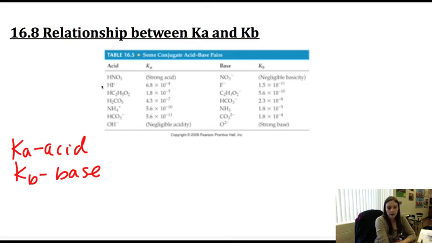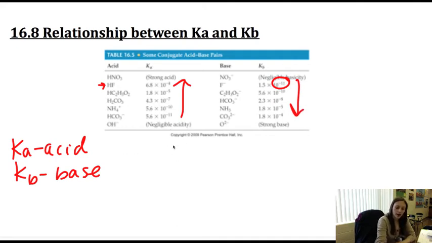If I have a weak acid like HF, F- is then a little bit stronger as a base. With a weak acid with a Ka of 10 to the negative fourth, I'm going to have a fairly weak conjugate base, and my Kb is very small. So one goes up, the other goes down. As my Ka increases, my Kb decreases.